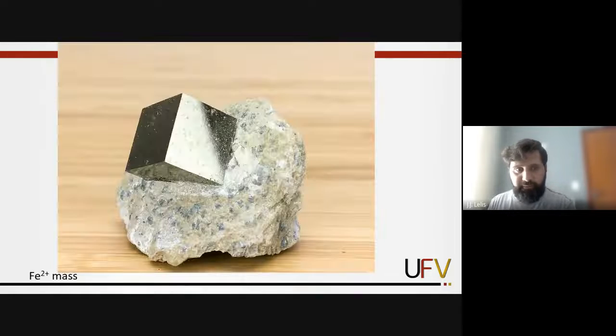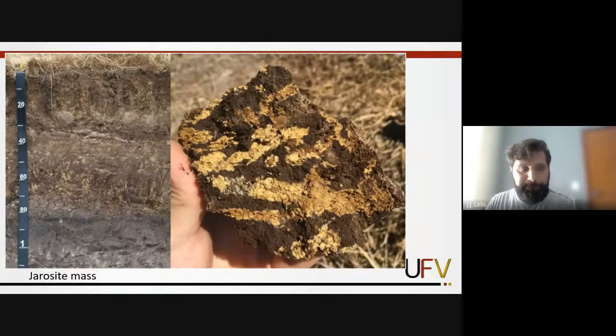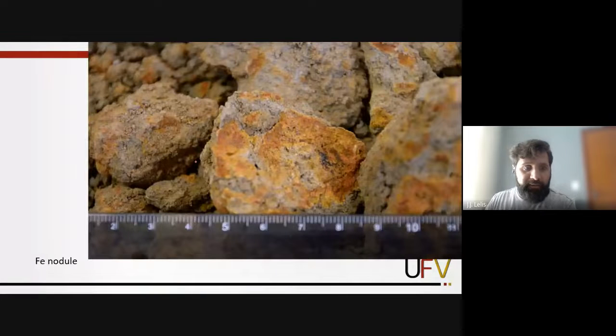So let's see some of them. Here is a cemented concentration of iron. It's a crystal of pyrite, okay? This is a nodule of iron. It's a cemented particle, a cemented body that we can find in the soil, but it doesn't have an internal pattern, okay?